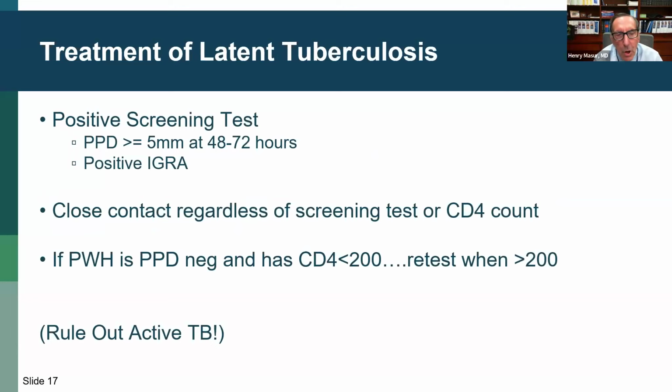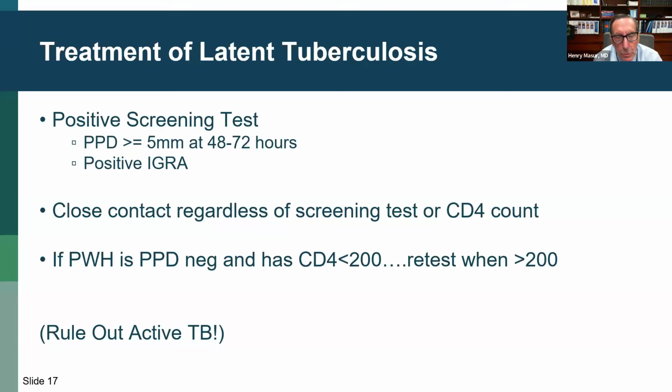One of the things that I think is often overlooked is that if somebody is a close contact with somebody with active pulmonary TB, they should get prophylaxis regardless of their CD4 count. How you define a close contact, CDC has a lot of information on that. I think you can probably make reasonable clinical decisions based on common sense most of the time. And of course, as with many things, if your PPD is negative and you have a CD4 count under 200, you should retest when they're over 200. How often that actually gets done again is an issue.